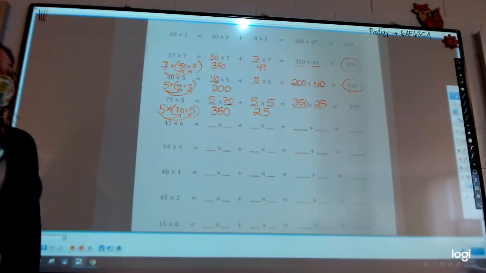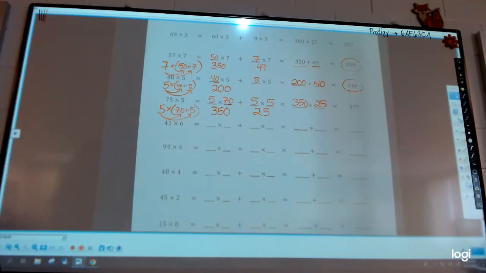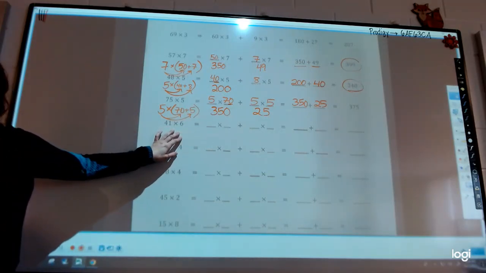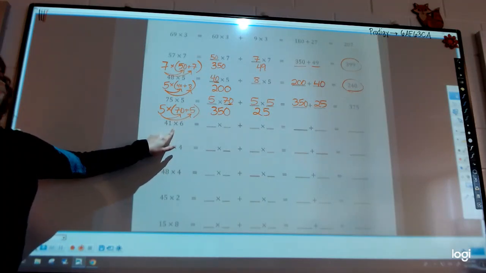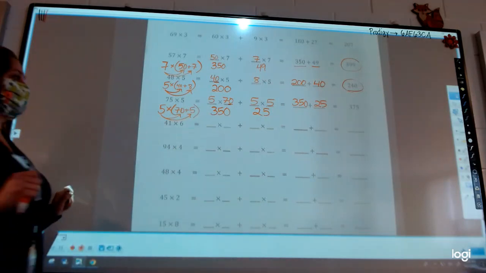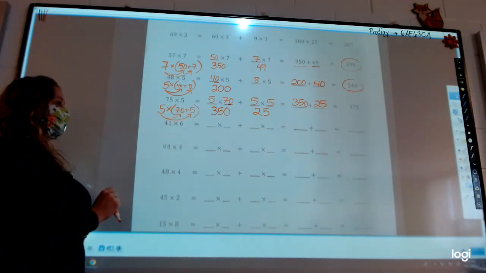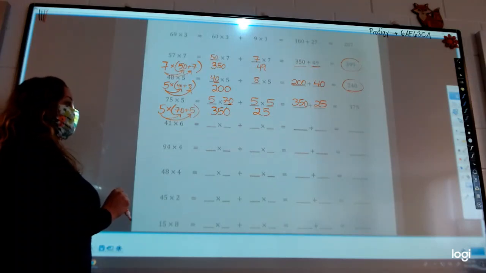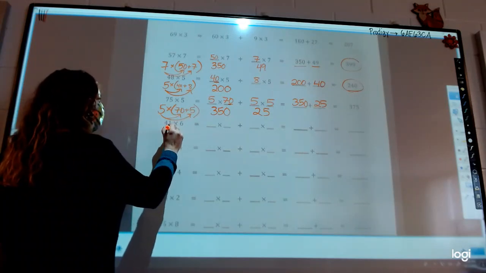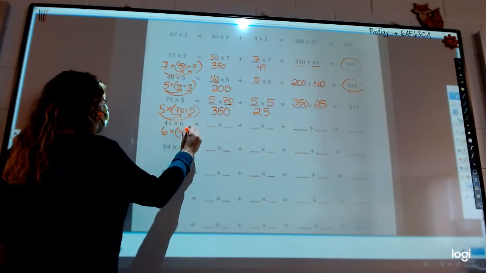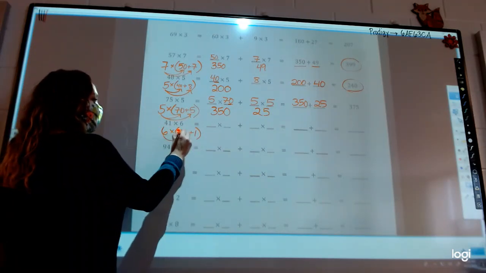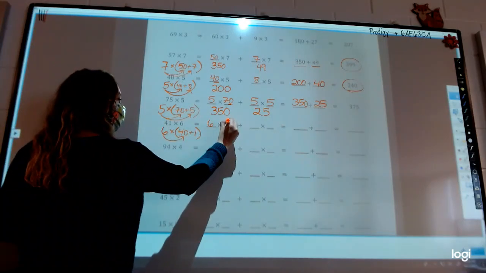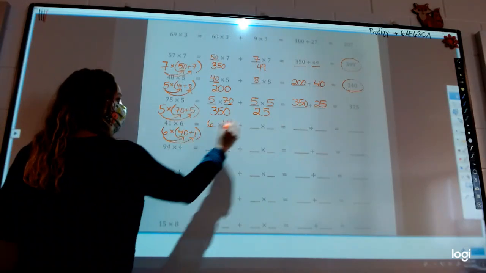Okay, the last one together, and then the rest is on your own, all right? 41 times 6, what's my first step? Quentin, can you tell me my first step here? You're going to want to make that 41 a 40, and then take the 1, so 40 plus 1. Good. So we just changed this into an addition problem. All right, then we multiply 6 times 40. And our second problem is 6 times 1, which is nice and easy.